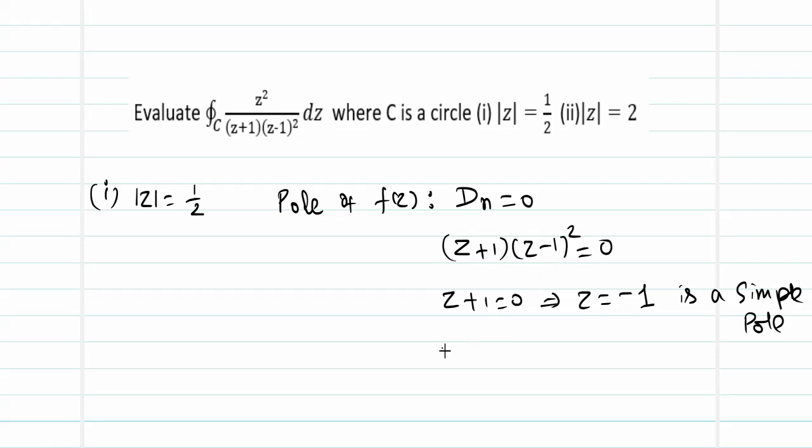The next factor, z minus 1 the whole square equal to 0, gives me z is equal to 1 how many times?